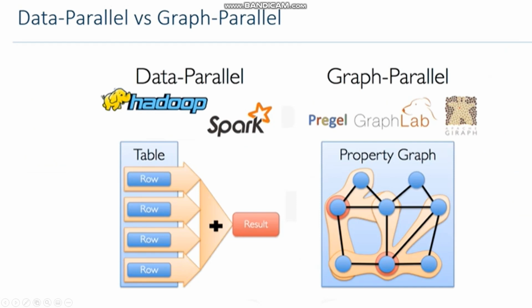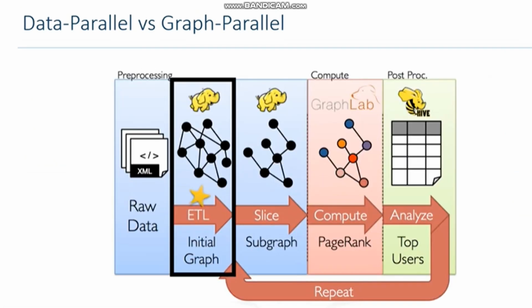So we have tables and rows, and these tables and rows will give me a specific result. This is called data parallel. In the same way, we have graph parallel. A graph parallel system such as Pregel, GraphLab and Apache Giraph looks like a graph. Let's go into more depth about data parallel versus graph parallel.